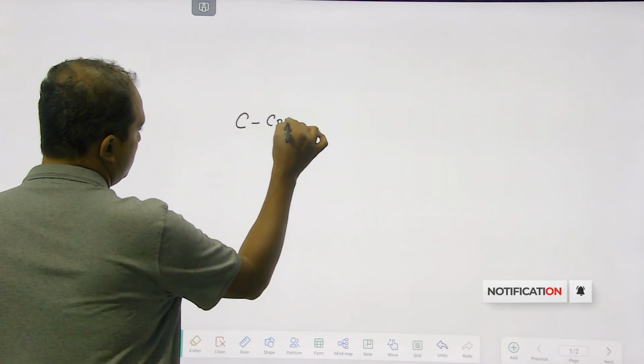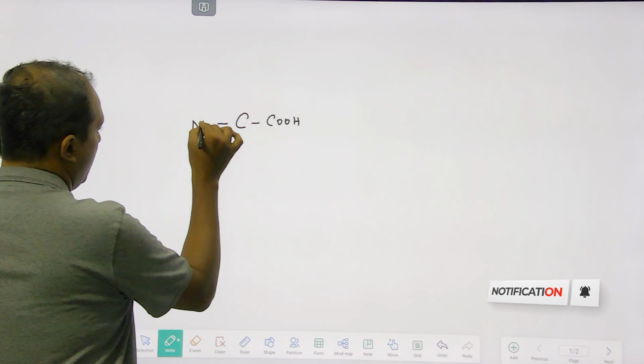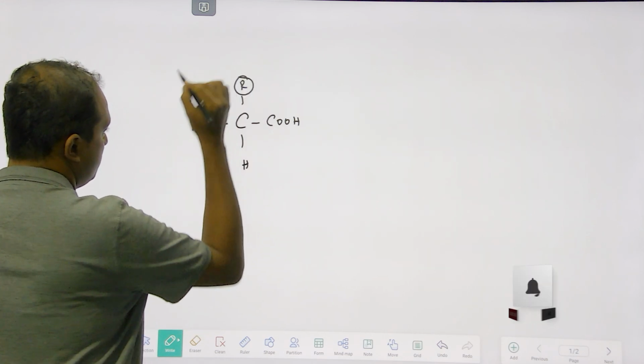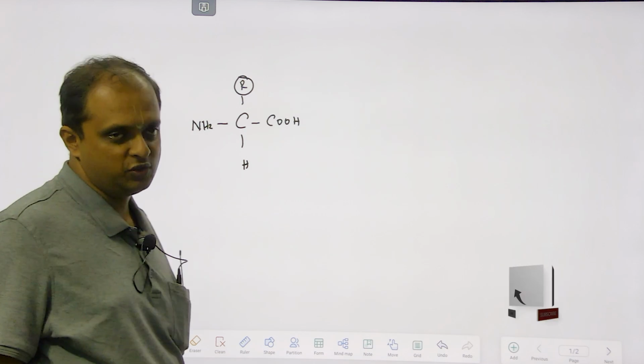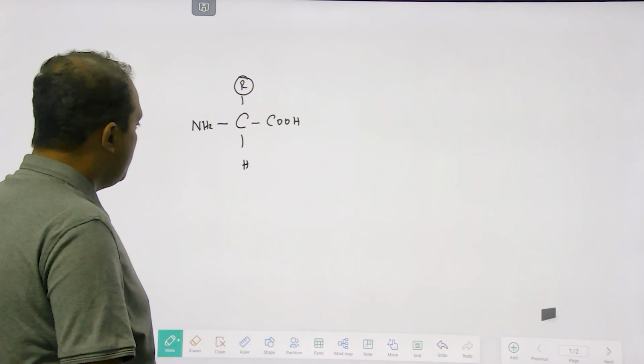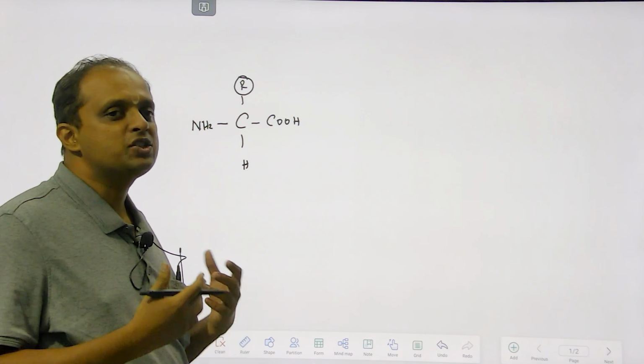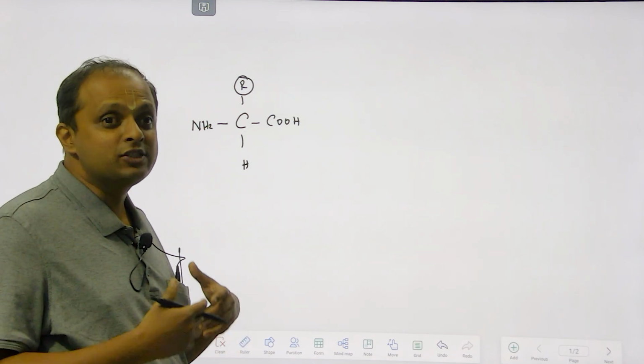C, COOH, NH2, H, and this is going to be R. So this is basically the structure of an amino acid. Everyone should be aware of this. Friends, this is basically in an unionized form or an undissociated form.